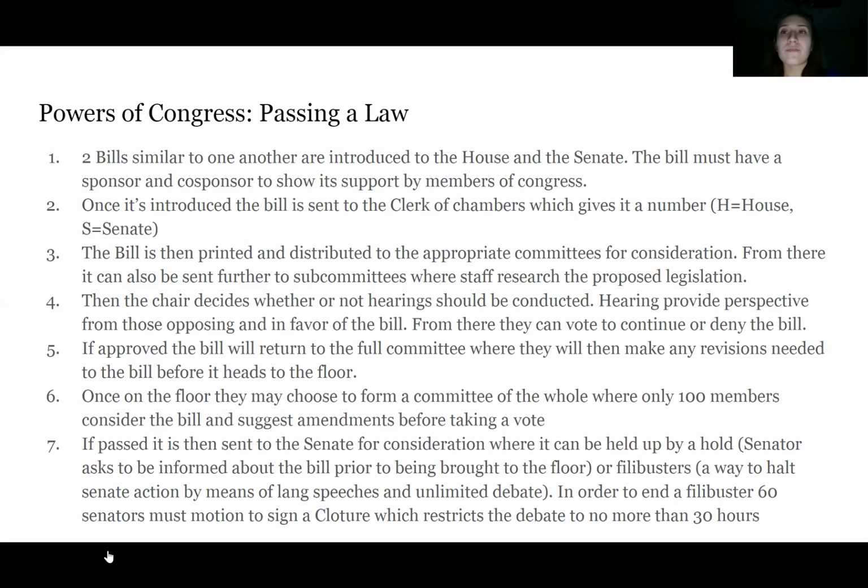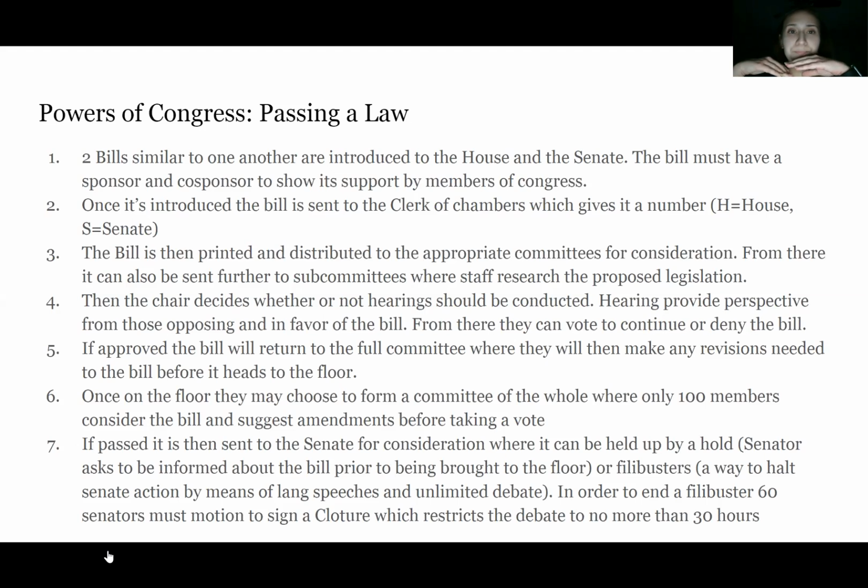And these typically have sponsors and co-sponsors to show Congress that, hey, this bill is really important to a lot of members of Congress, so we need to get this passed. So you'll see sponsors and co-sponsors. That's like the first step.